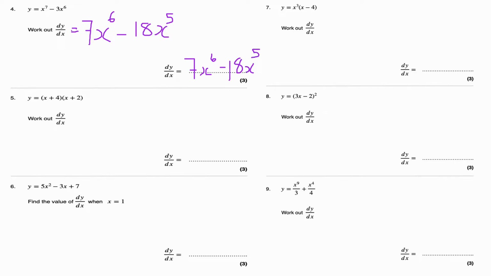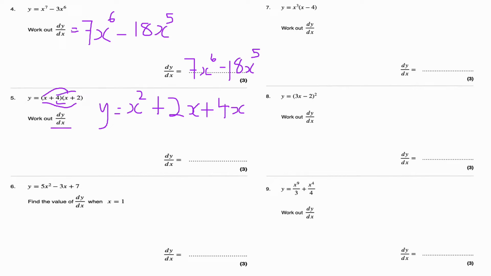Okay, this is question number 5. I've got y is equal to (x + 4)(x + 2). Work out dy by dx. Well, I'm going to expand this bracket out. So I get y is equal to x squared, so I'm doing x times x. Then x times positive 2, which is going to be plus 2x. Then I'm doing 4 times x, which is going to be 4x. And then I'm doing positive 4 times positive 2, which is going to be positive 8.